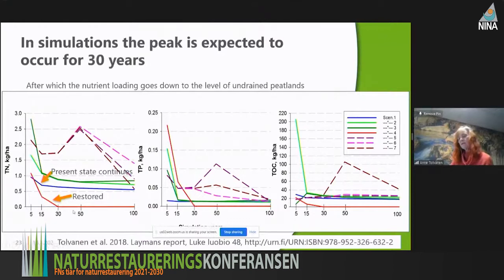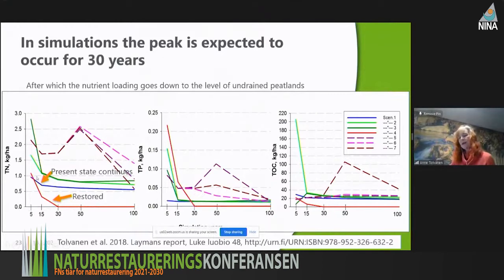The red line is the restored peatlands, and the blue line is the unproductive peatlands continuing in their present stage. Here, the pristine peatlands are expected to be the 0 level. So this is all extra nutrients coming in addition to what's coming from the pristine peatlands. So 0 level means pristine peatland level.